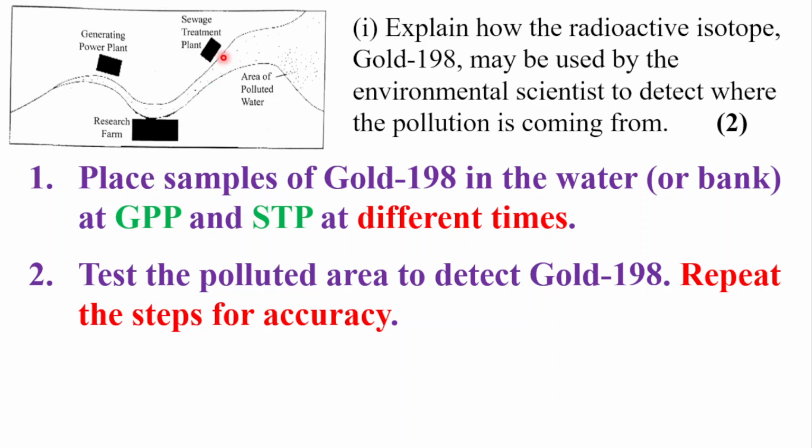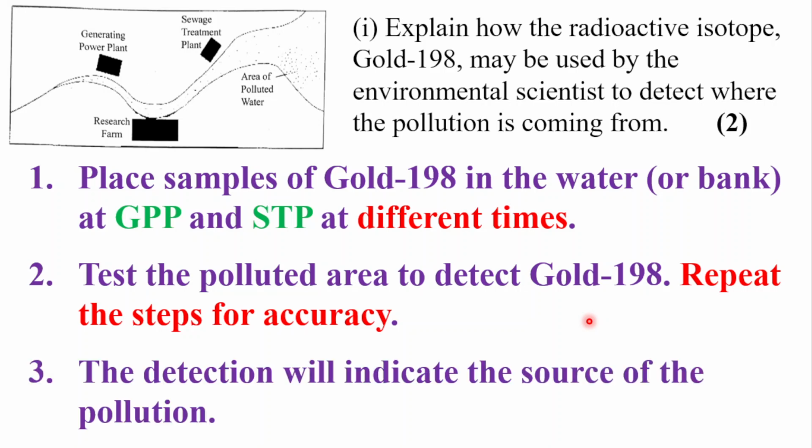All right? And of course, if you put it at the sewage treatment plant and you see it there, then you know that the sewage treatment plant is causing the pollution. Because you can actually test or detect the gold 198 because they're radioactive, right? So you can do a radioactive test. Now, the detection will indicate the source of the pollution. So again, if you put it at the GPP and then you realize that it is showing up at the polluted area, that means it travels from the generating power plant all the way to the polluted area. If not seen, that means this is not causing it.